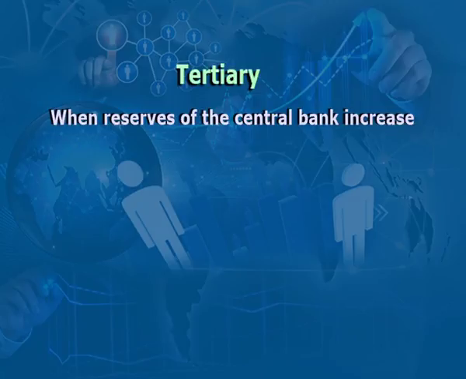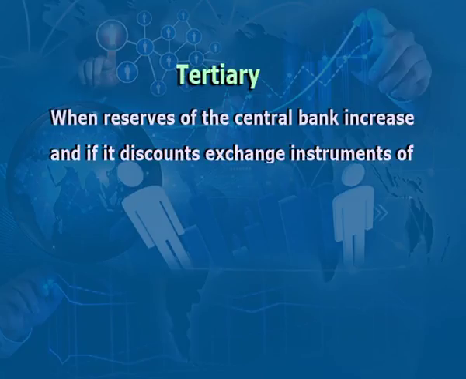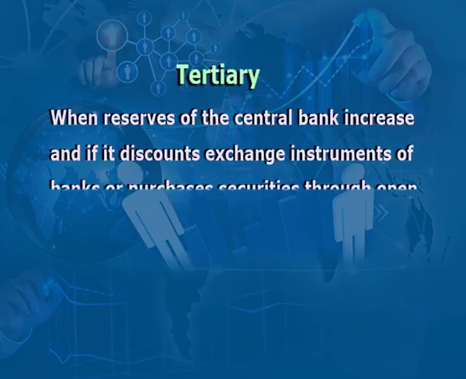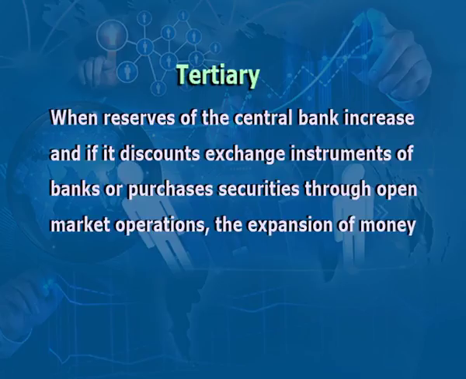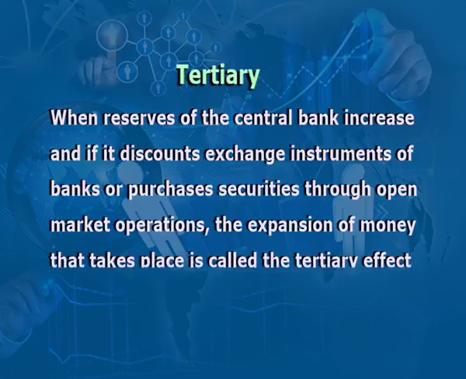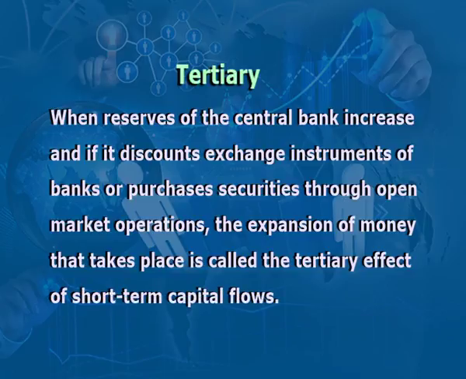When reserves of the central bank increase and if it discounts exchange instruments of banks or purchases securities through open market operations, the expansion of money that takes place is called the tertiary effect of short-term capital flows. On the contrary, when reserves of the central bank decline due to the increase in its foreign liabilities and it sells securities in the open market, the supply of money falls. That is also the tertiary effect of short-term capital movements.